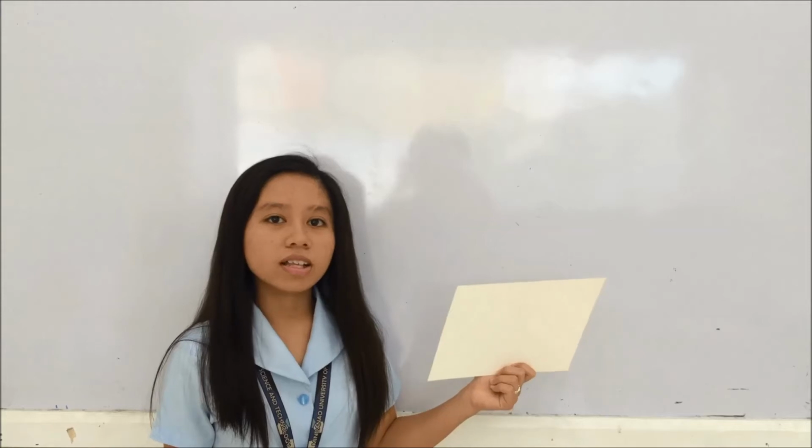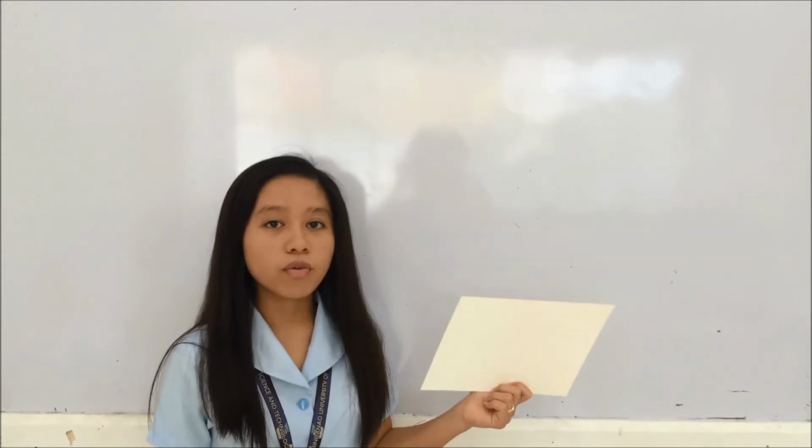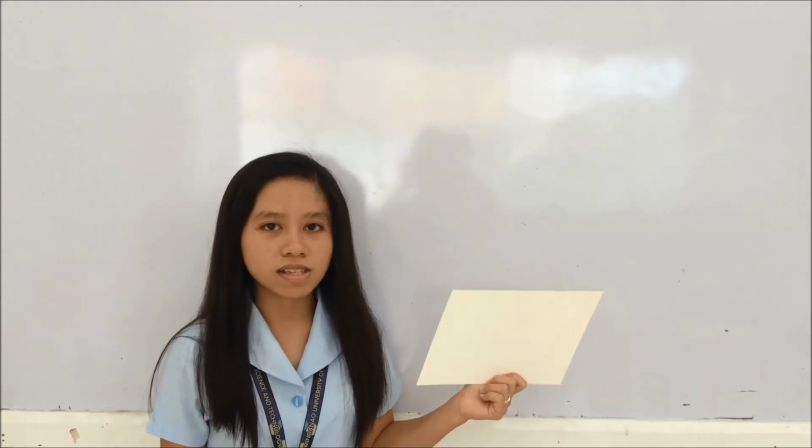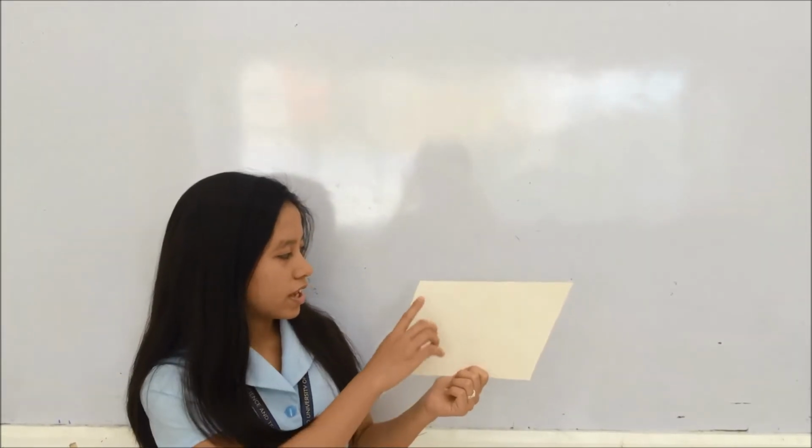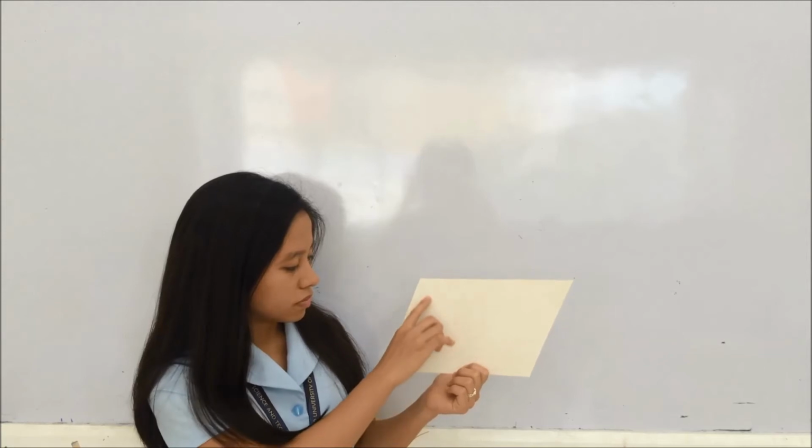Second is a parallelogram. A parallelogram is a quadrilateral, four-sided figure that has opposite sides that are parallel. We need to know the two distances of a parallelogram. It has a height and the length of the side that is perpendicular to the height called the base of the parallelogram. So this is what we call the height of the parallelogram and the base.